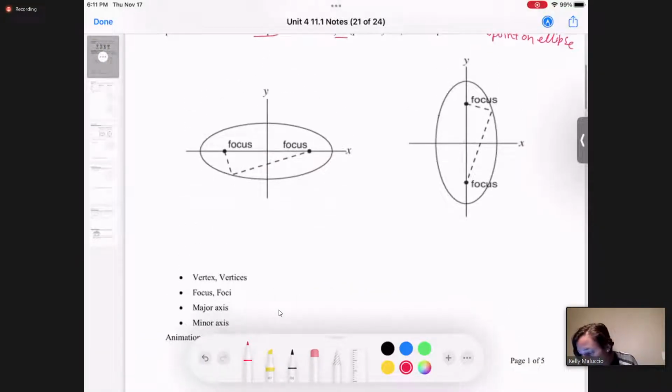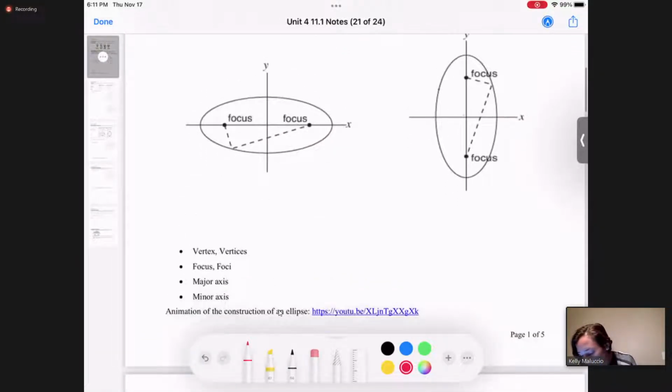And then you can see in this picture, they've labeled some things. The vertex or vertices is plural, focus, foci is plural, major axis, minor axis. It depends on where you're going for major and minor axis, but I'll show you. This is basically one of each. So let's maybe start with vertex.